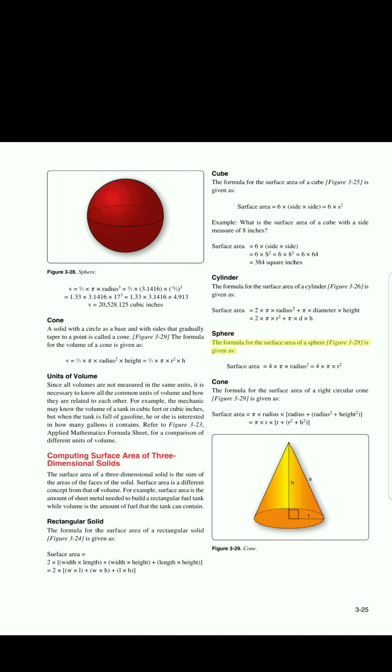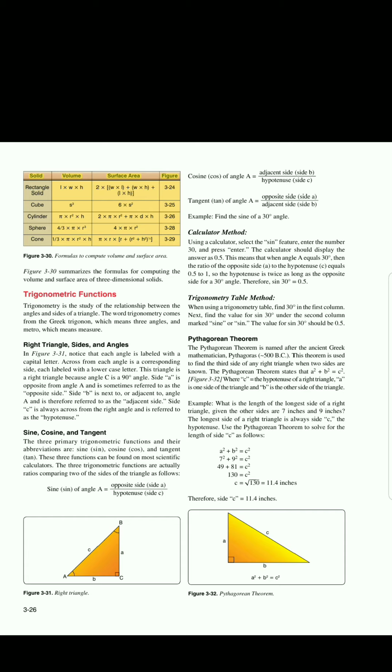The formula for the surface area of a sphere, Figure 3-28, is given as surface area equals 4 times pi times radius squared, equals 4πr². Cone. The formula for the surface area of a right circular cone, Figure 3-29, is given as surface area equals pi times radius times (radius plus the square root of radius squared plus height squared), equals πr(r + √(r² + h²)). Figure 3-29. Cone.